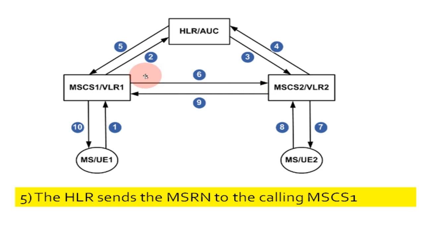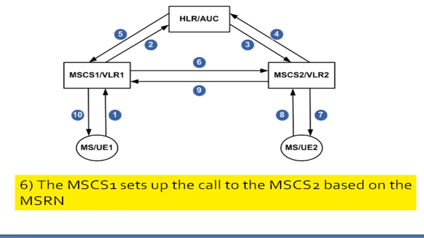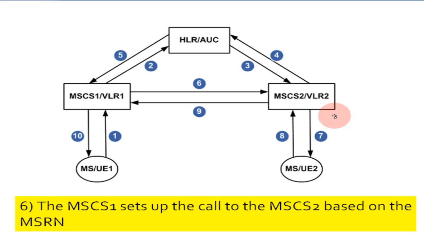Then step 6 now, we proceed. In step 6, what do we have? The MSC1 sets up the call to MSC2 based on the mobile station roaming number. So based on the mobile station roaming number received from the HLR, received first of all initially from MSC2, HLR, and then MSC1, this MSC1 is going now to set up the call to the MSC2 based on the mobile station roaming number received.